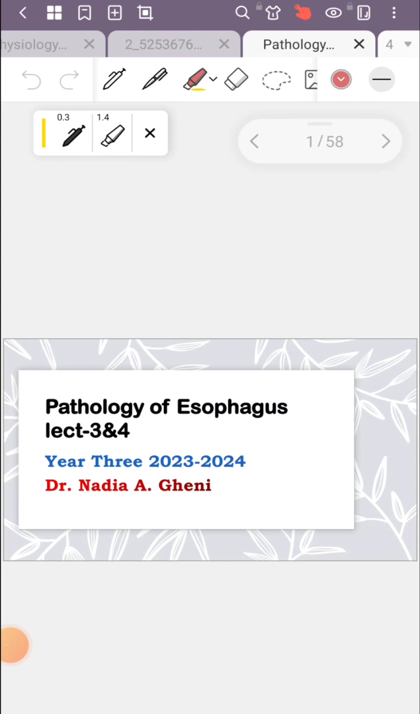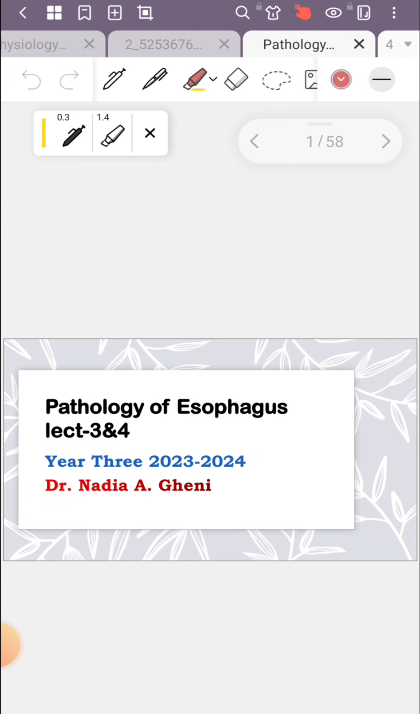Bismillah ir-Rahman ir-Rahim. In our lecture today we will talk about the pathology of the esophagus. As we said previously, to study the pathology of each organ, we start with congenital anomalies, inflammatory processes, and neoplastic changes.